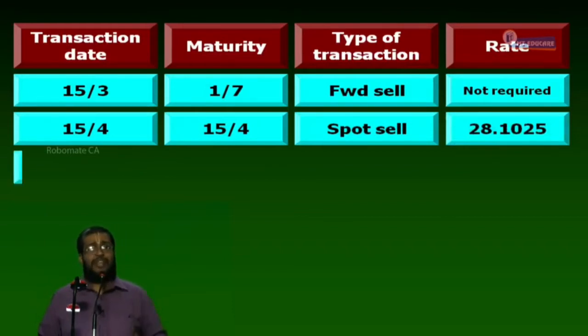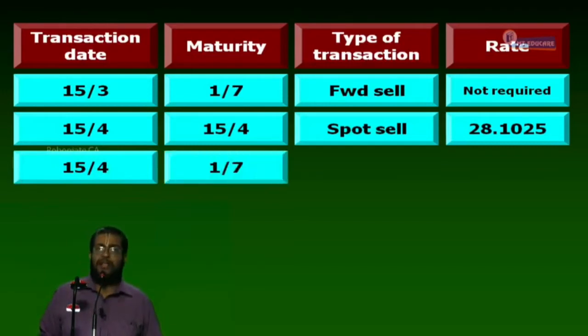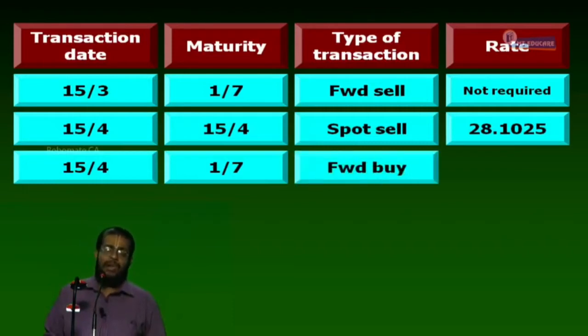On the same 15th April, I gave a counter for a transaction maturing on 1st July. Tell me what is the type of transaction? Forward buy. Forward buy at bid rate or offer rate? Offer rate. What offer rate? Forward offer rate. Expiring on what? July. Tell me what is the July forward offer rate?